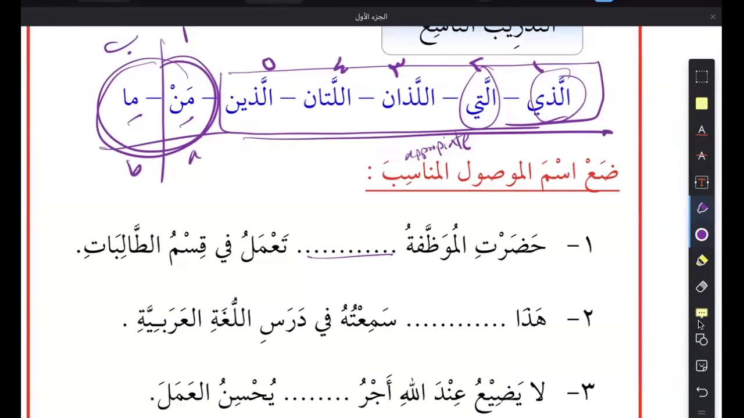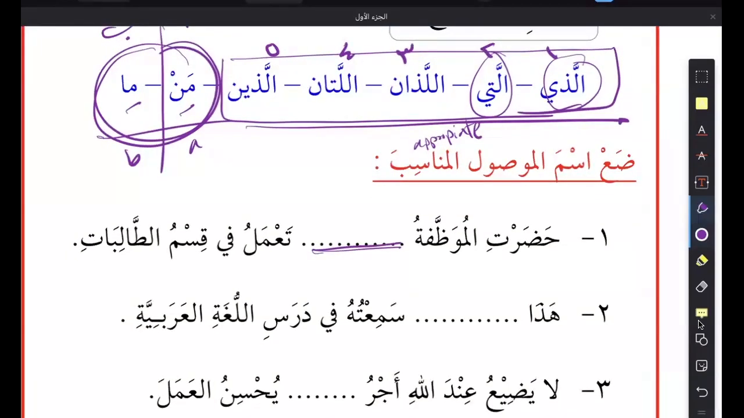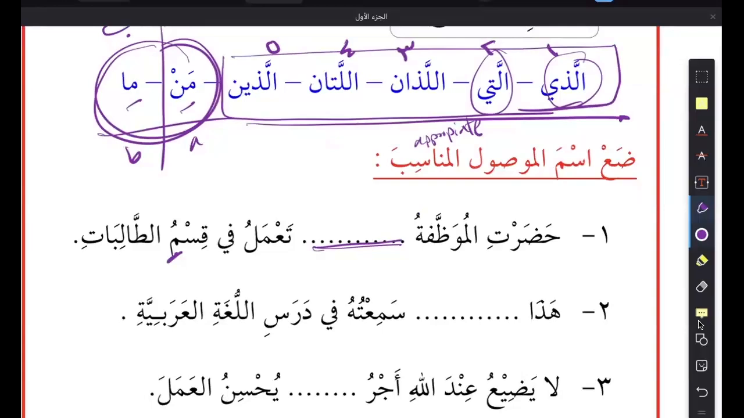Number 1 says حضرت الموظفة, then we have a blank, تعمل في قسم الطالبات. So حضر means to attend. موظفة is employee, female employee. And then it says تعمل في قسم الطالبات. Remember, تعمل is for you, singular masculine, second person. It can also be singular feminine third person. So I think you know that.